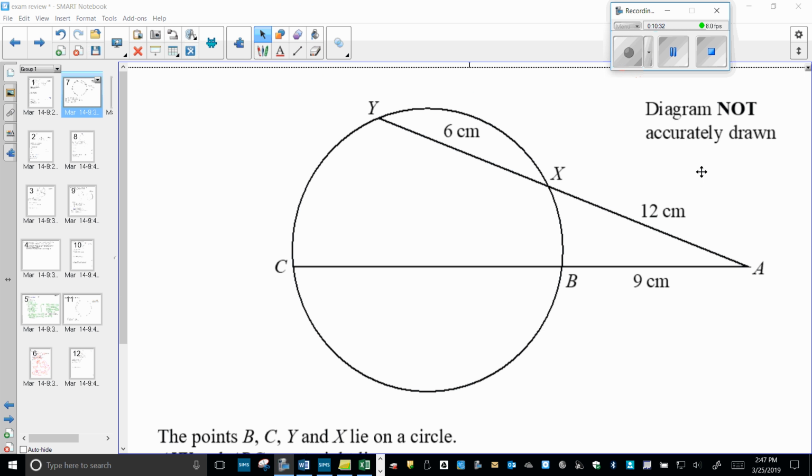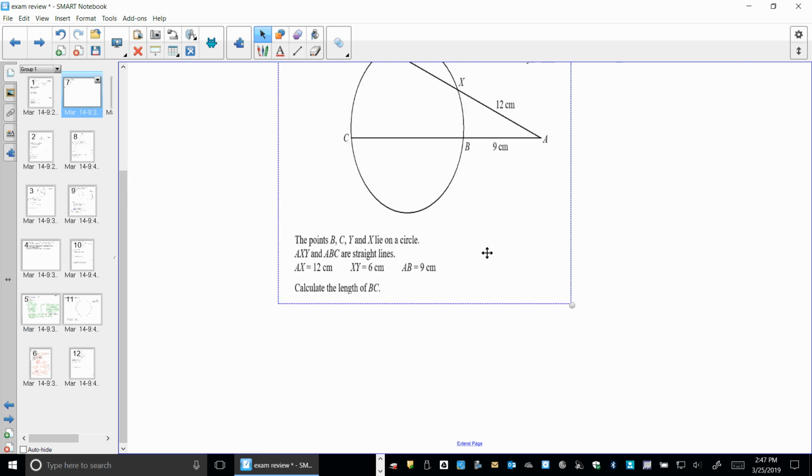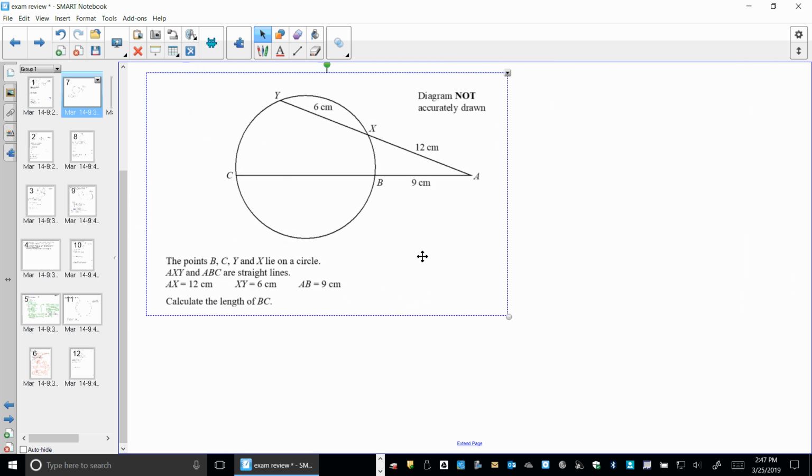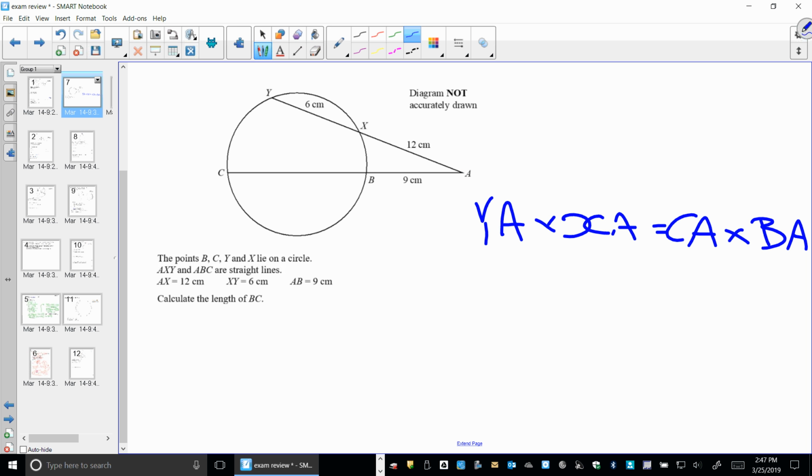Sabrina, you're up. Go. Scroll down. Do you want me to make this a bit smaller? Okay. Is that better? So the first thing you can do is use the rule from that circle theorem sheet, isn't it? Yeah. So that times that plus that times that.